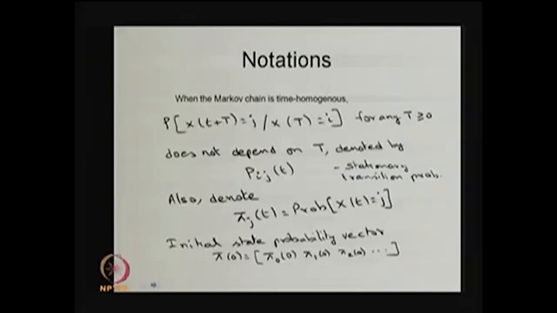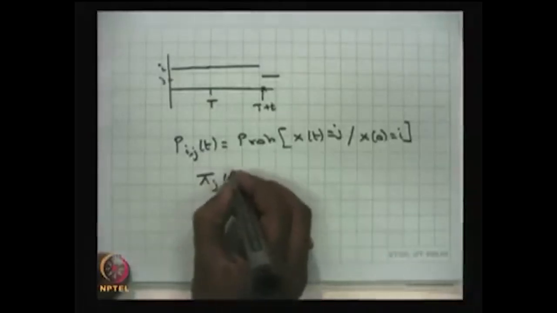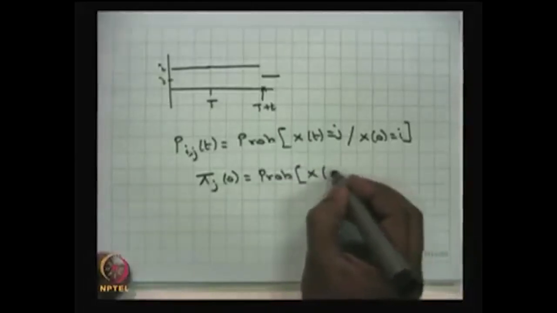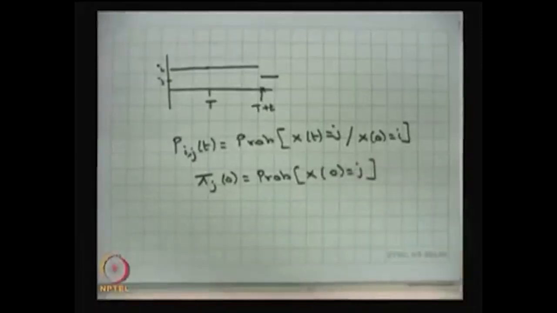I need another notation for an initial state probability vector also, that is pi naught. Pi naught is a vector which consists of entities. What is the probability that the system was in the state 0 at time 0? Therefore, I can write it as pi j of 0, that is nothing but the probability that the system was in a state j at time 0. So, this is the meaning of pi j of 0. With these entities you are framing the vector, that is pi naught.